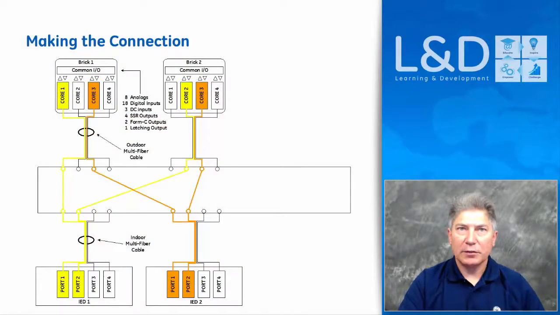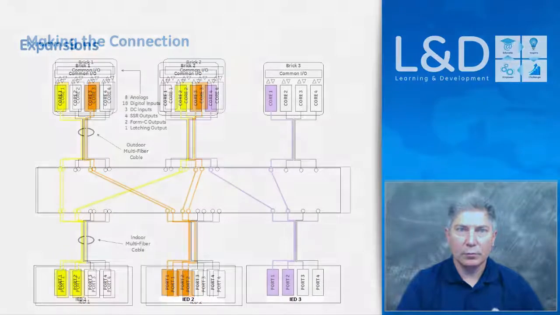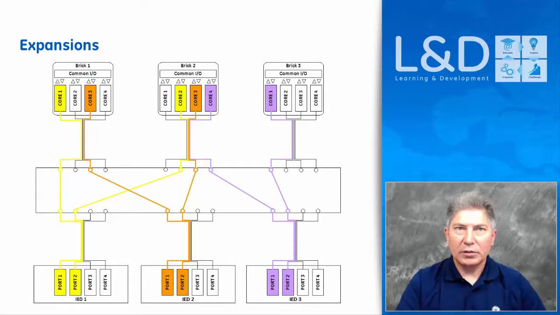Here's an example of connecting two bricks with two URs through the cross-connect panel. Using the cross-connect patch cables, core 1 of brick 1 is connected to IED 1 port 1, and core 2 of brick 2 is connected to IED 1 port 2. Core 3 of brick 1 is connected to IED 2 port 1, and core 3 of brick 2 is connected to IED 2 port 2. You can see that the use of the cross-connect panel allows for easy expansion for the addition of more bricks and IEDs.